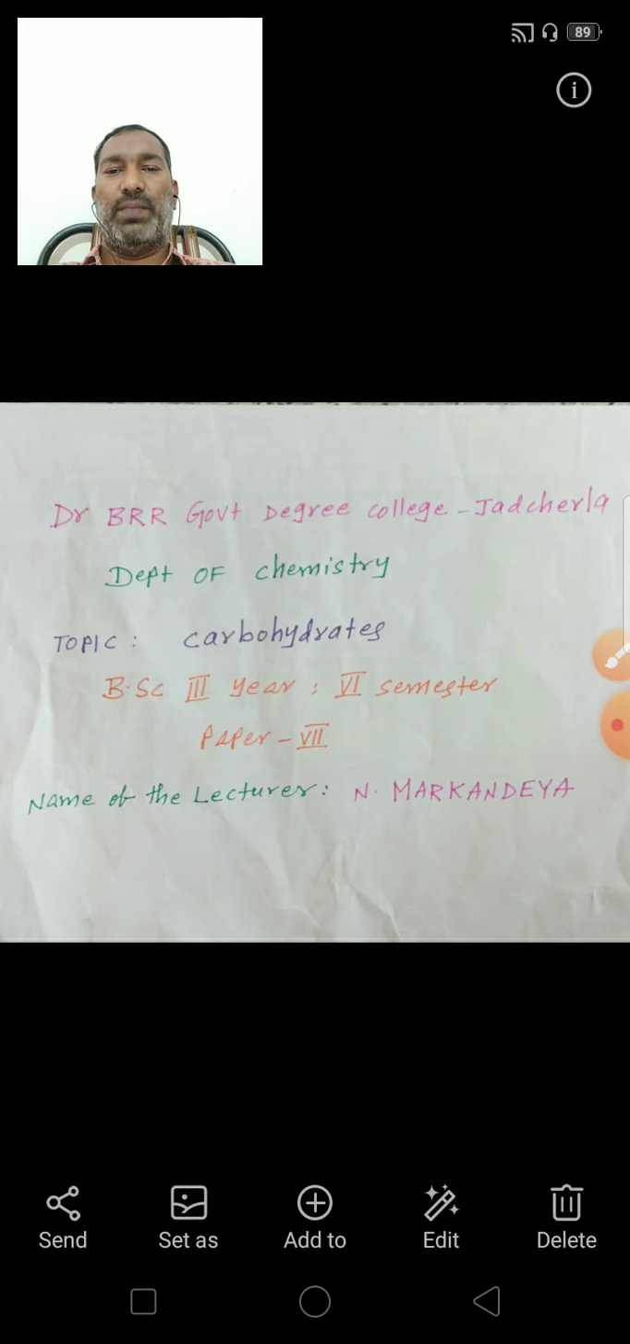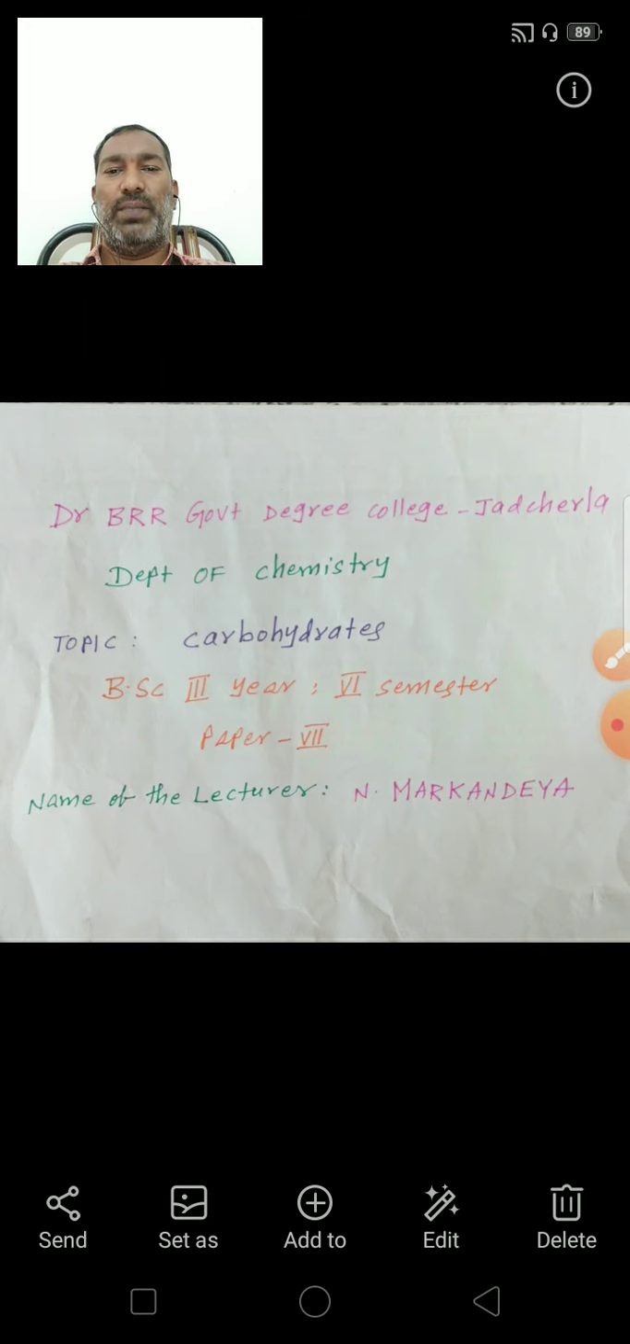From the formula 2 to the power of n, where n is the number of chiral carbons, 2 to the power of 4 gives 16 optical isomers possible for the glucose molecule. How many chiral carbons are there? Totally 4 chiral carbons: C2, C3, C4 and C5. So a total of 16 optical isomers are possible for glucose.